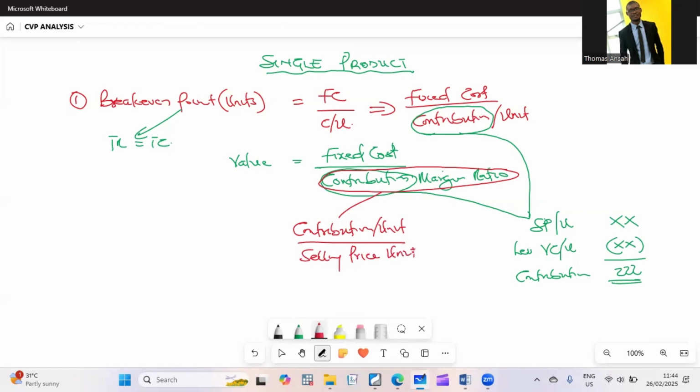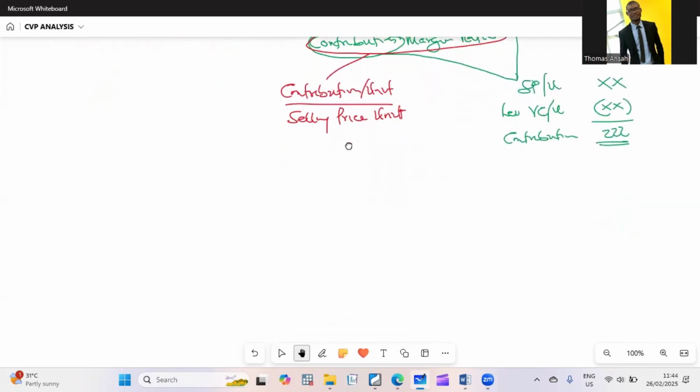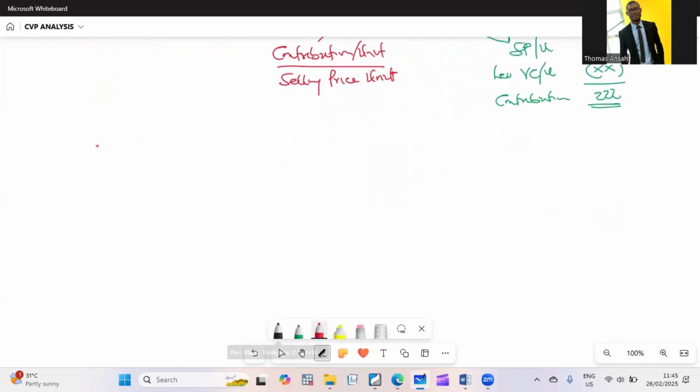So that is how you get your contribution. The fixed cost is constant and you have it already in place. All right. So that is how you do break even. The first formula that you need. Okay. Then we come to 2.